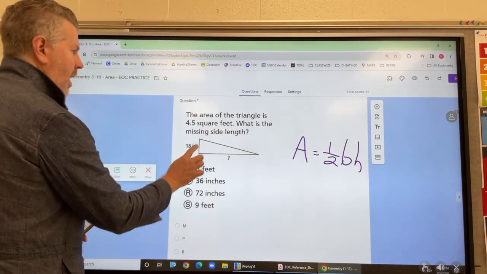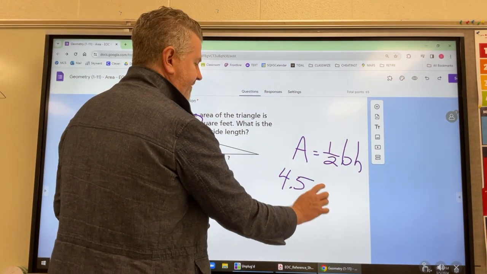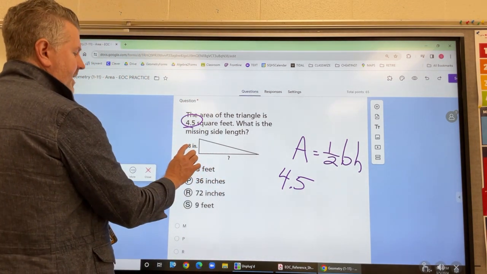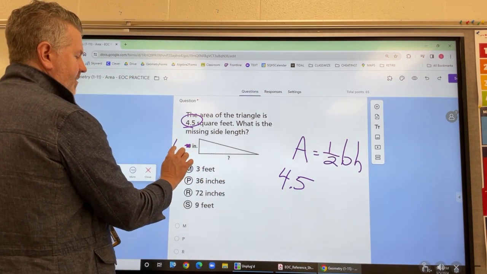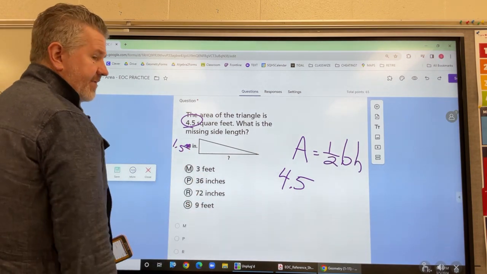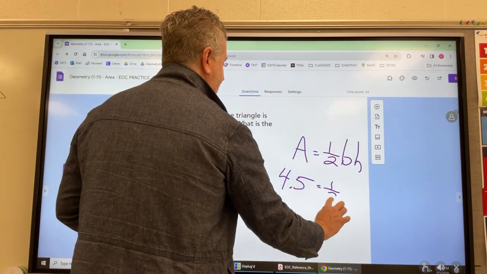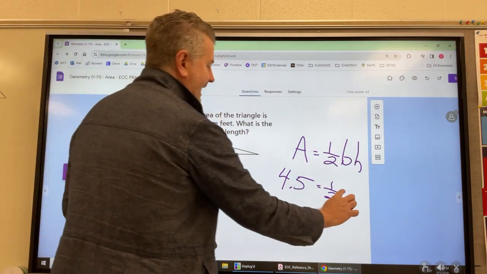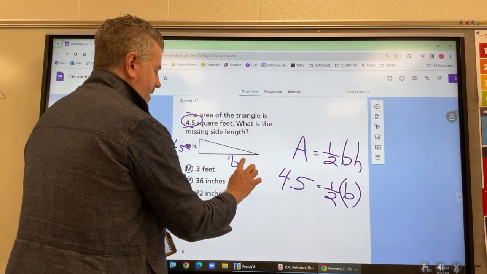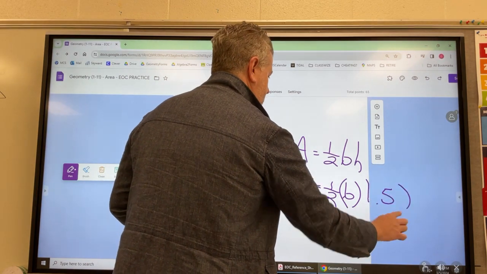So let's see what we know. We know the area, 4.5, and it's in square feet, which is a little bit annoying again. This is in inches. I'm going to go ahead and convert that to feet. 18 inches is 1.5 feet. Now, some of our answers are in feet, so we'll just do this first. So that equals 1/2, I'll call that the height is 1.5, and then our base would be the question mark here. So that's our base, and then our height is 1.5.